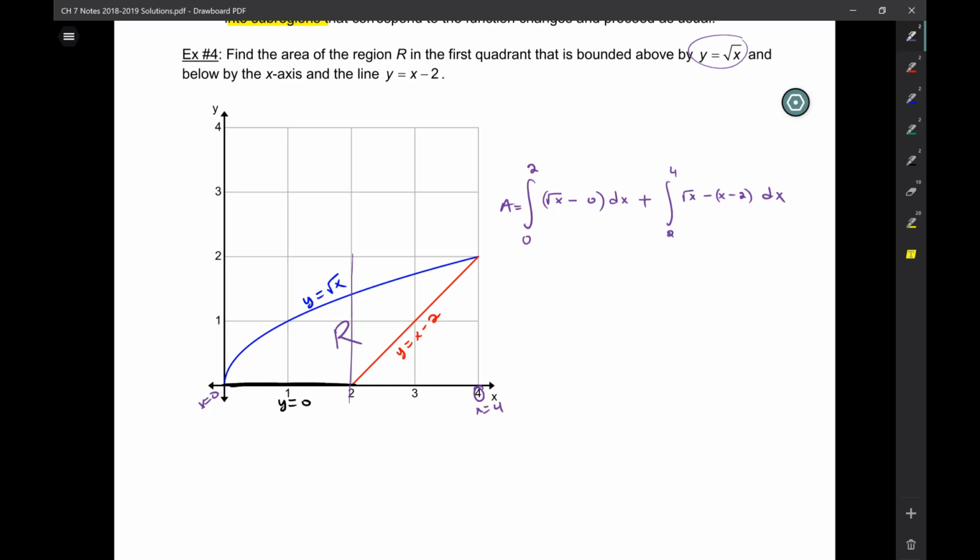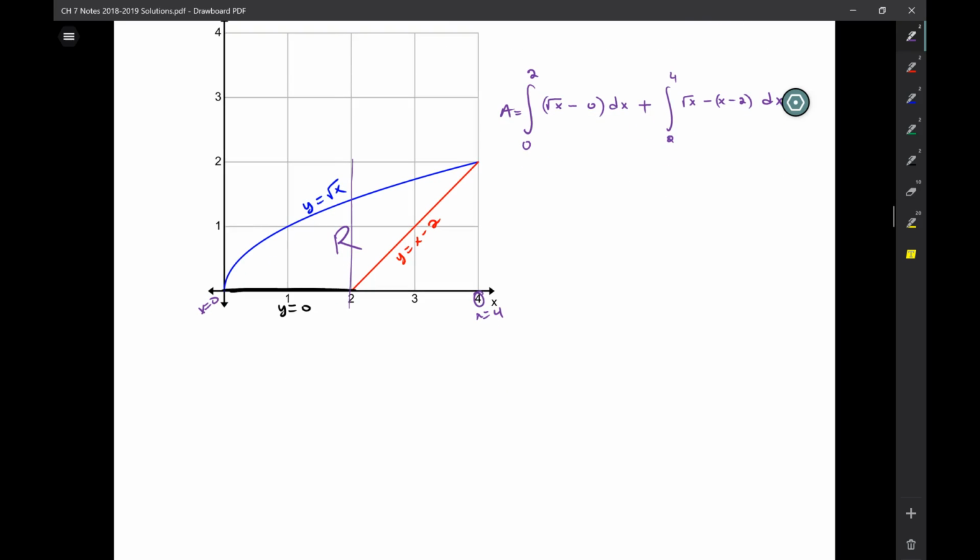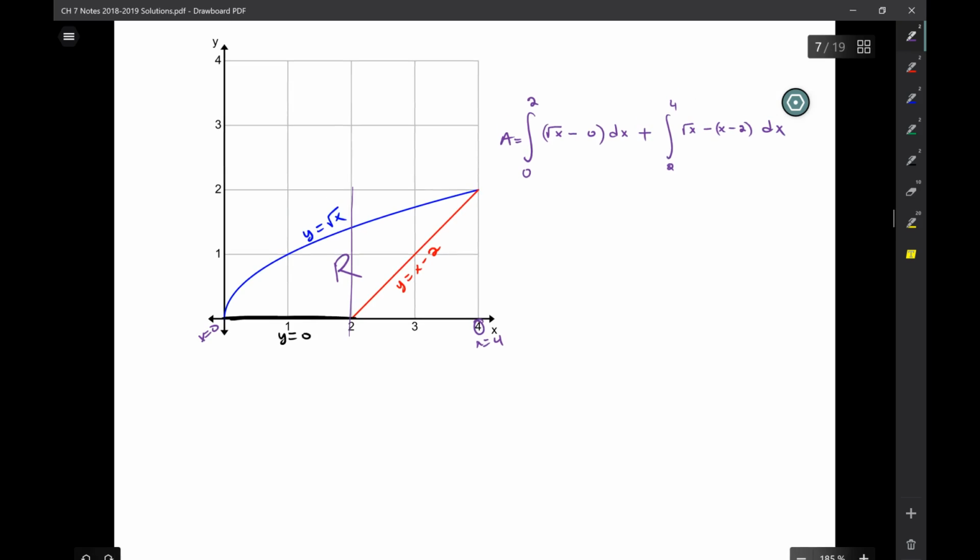These two are independent of one another. So always just do your due diligence and block it off and look: upper, lower, upper, lower. It doesn't hurt to be overly cautious here. Okay? Now, this thing, you don't have to write it as root x minus 0. You could just write it as root x. So you could just as well write this as the integral from 0 to 2 of root x dx, plus the integral from 2 to 4 of root x minus (x minus 2) dx.